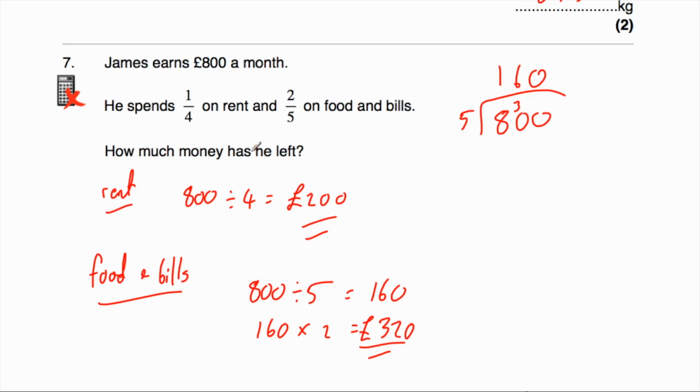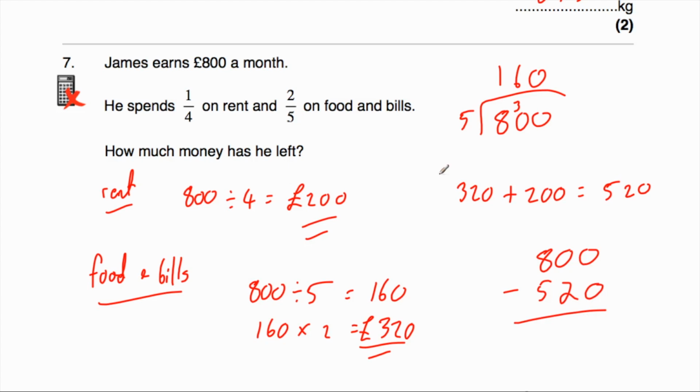And the question says, how much money does he have left? So altogether, he spends £320 on the food and bills plus £200 on the rent. So he spends £520 in total. And we know that he has £800 a month. He earns £800 a month. So if we do 800 subtract 520, that'll be how much money James has left.